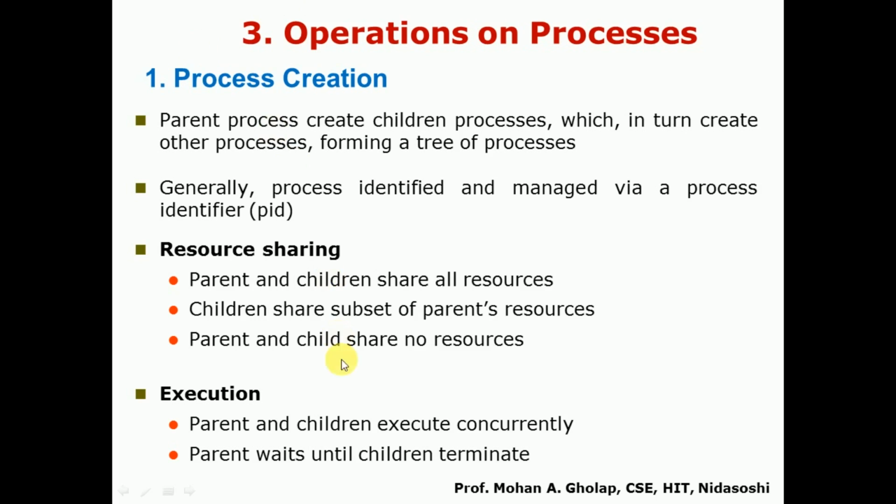Again here there are two possibilities. The first one is that parent and children execute concurrently. Even though the parent process has created a child process, the child is executing on its way and the parent will also continue to execute on its way, so both will be executing simultaneously. In the second case, the parent waits until the children terminate. In most cases this is what happens whenever a parent process creates a child process.